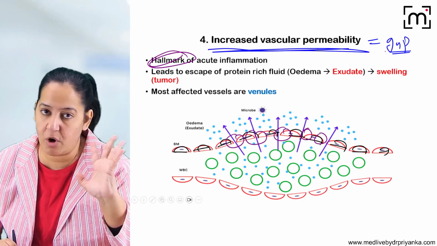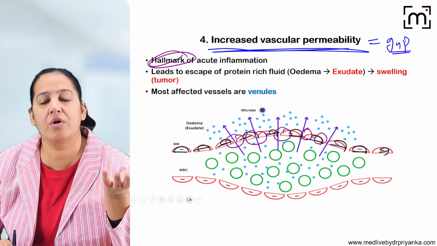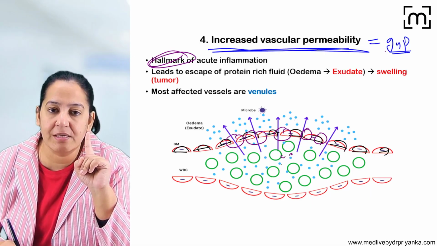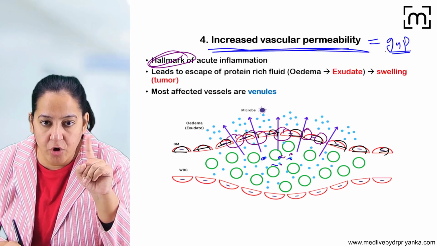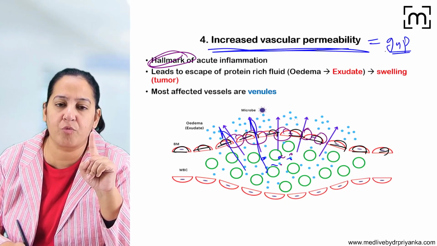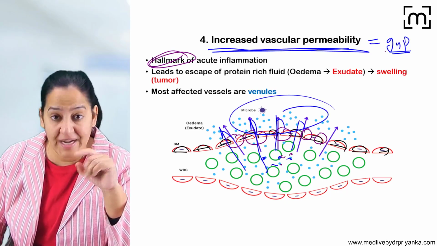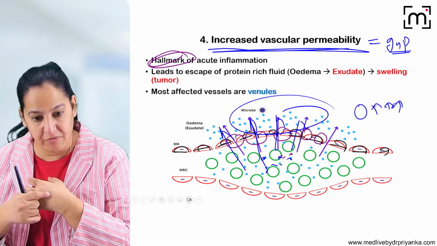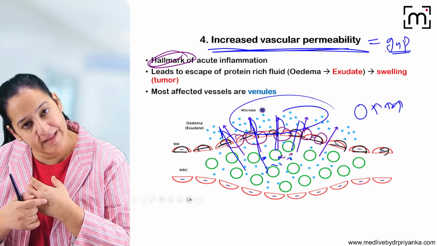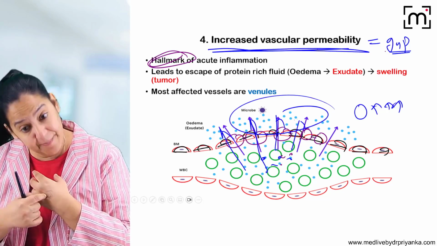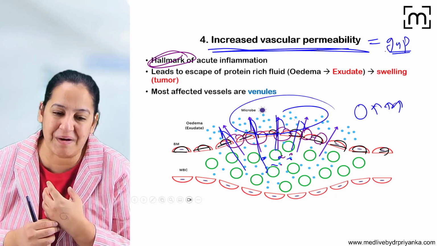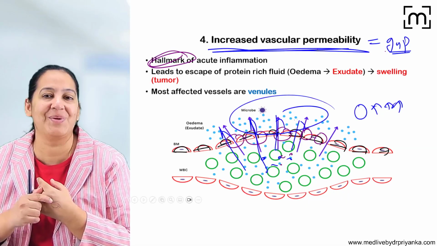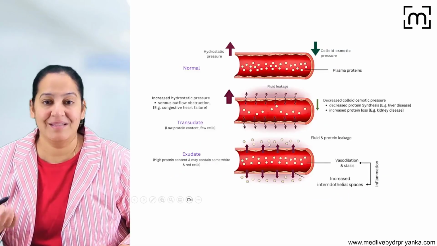Now, initially gaps were not there, so only fluid was coming out. Now from this gap, cells and protein is also coming out. Can you see the blue dots? All these blue dots. The blue dot is the protein. So protein and cell is also coming out. So edema will exaggerate. Edema was already there, but initially edema was containing the fluid. That edema is transudate edema. Now the same edema gets exaggerated, it converts into pus. I mean, instead of fluid, it contains protein also, cells also. So this edema is known as exudate.